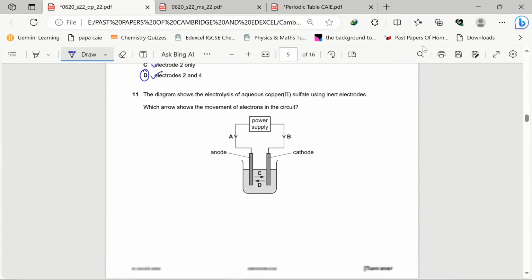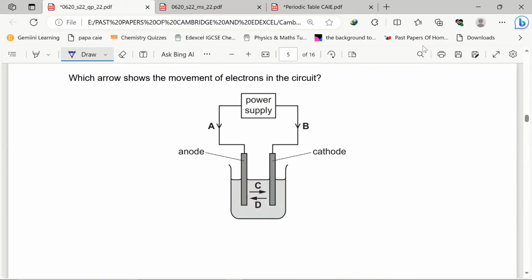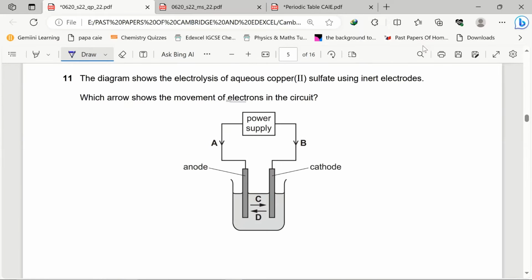So question number 10. The diagram shows the electrolysis of aqueous copper sulfate using inert electrodes. You see, inert electrode means graphite is used. Which arrow shows the movement of electrons in the circuit? So they are asking for movement of electrons. So yes, from the power supply, this one is cathode.